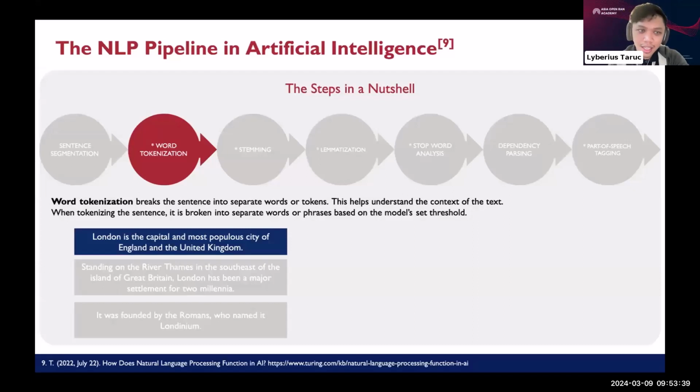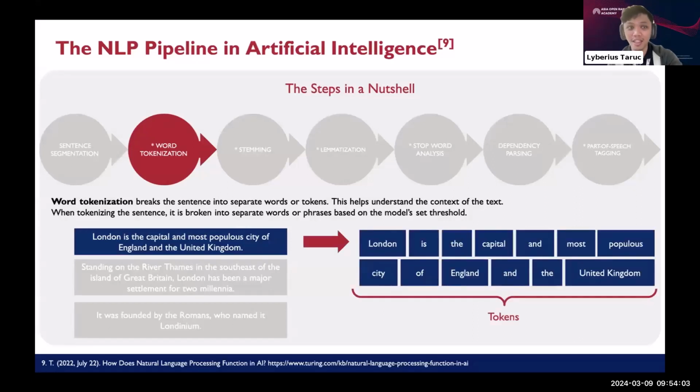When tokenizing, the sentence is broken into separate words or phrases based on the model's set threshold. Depending on the language model you want to refer to, a token can be within a sentence, separated with spaces. It can even be symbols, or the characters themselves. Comparing with English, it is easy for us to understand that a word is also a token. But take note that it's not always the case. Sometimes some tokens can even consist of several English words put together as one.